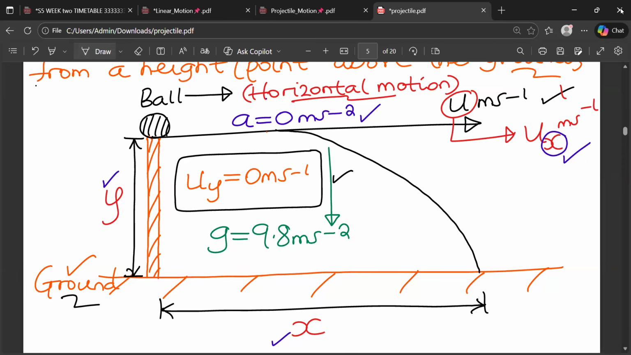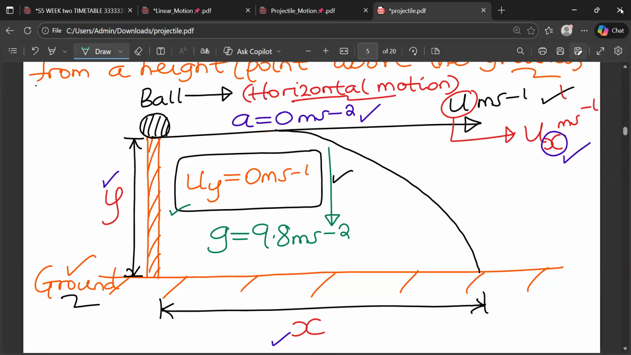Because of vertical motion, understand that initially the body is just moving horizontally and there is no vertical stuff. So it is zero as far as the initial vertical velocity is concerned. Then the g, because we are moving down, will be positive under gravity.